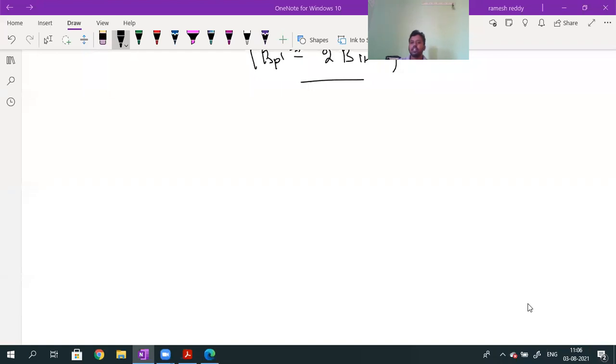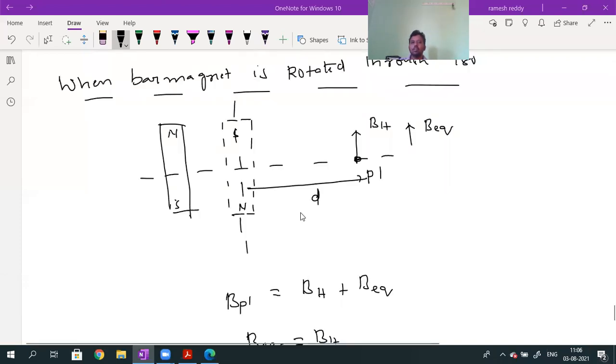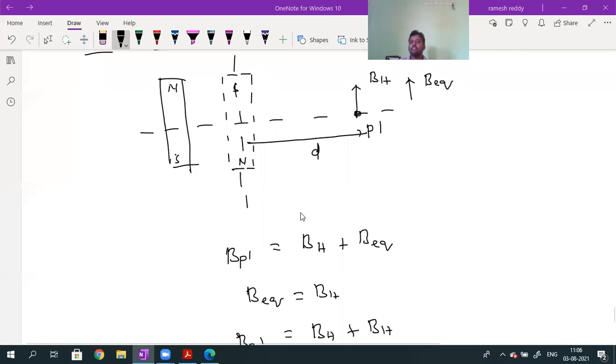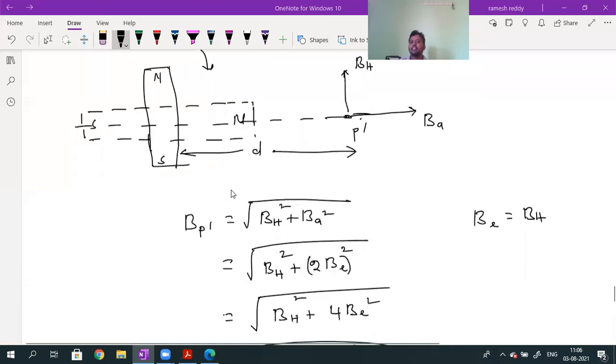Pradeep asks about the south pole or north pole. When the bar magnet is rotated through an angle of 90 degrees, the north pole will come here and the south pole will come here. The recorded class will be sent to you, so don't bother recording the screen. Okay?